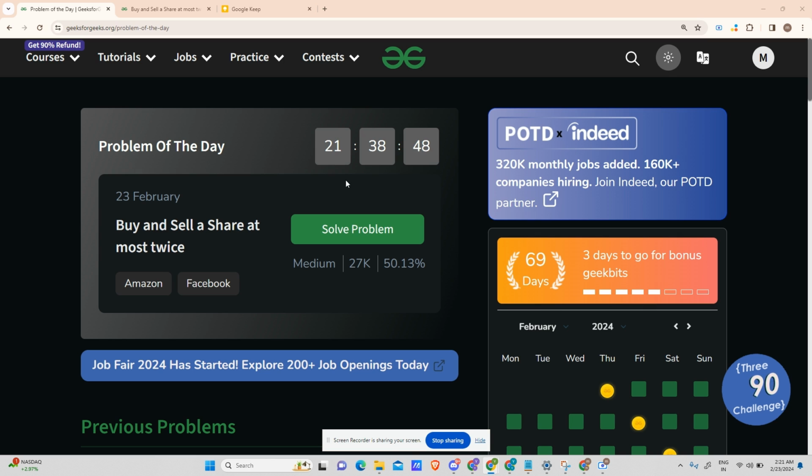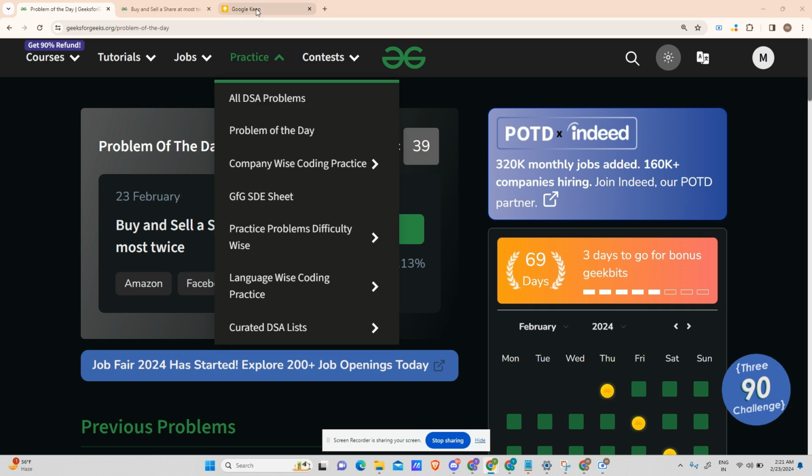And today we will be solving another POTD. So what does today's problem say? Today's problem is buy and sell a share at most twice. Let us look at the problem.